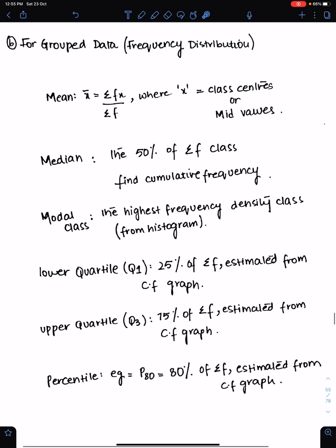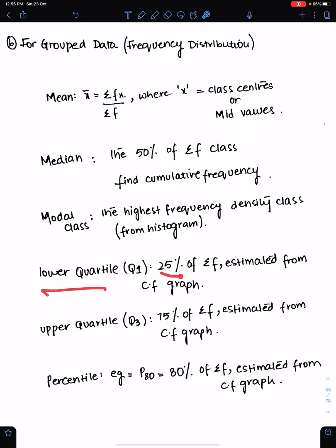For grouped data, group data means frequency distribution. This is the formula of mean, where x means class centers or mid values. And we estimate median from the cumulative frequency graph. It is the value corresponding to the 50% of total frequency, 50% of sigma f.